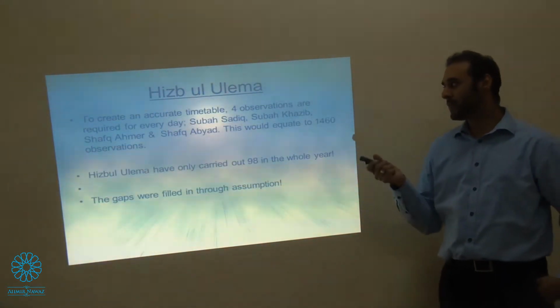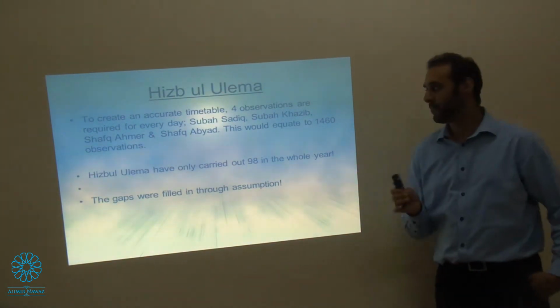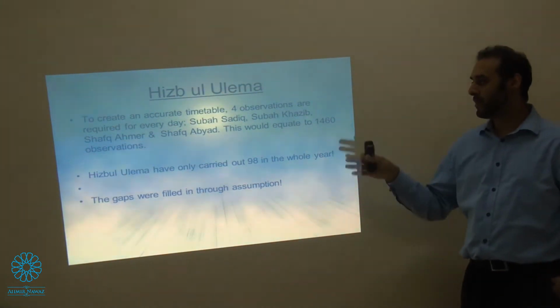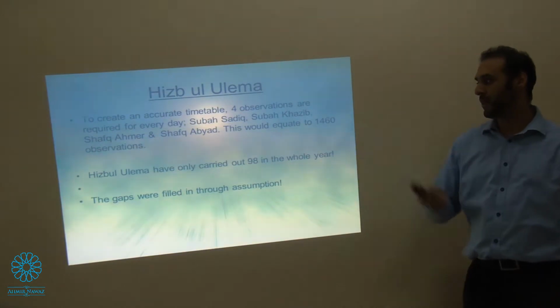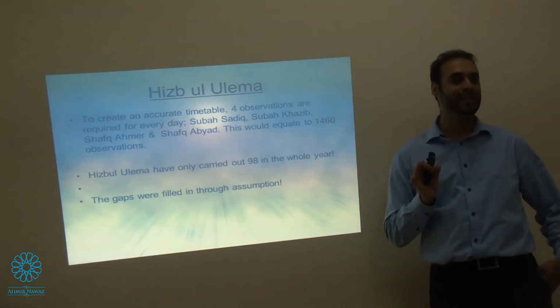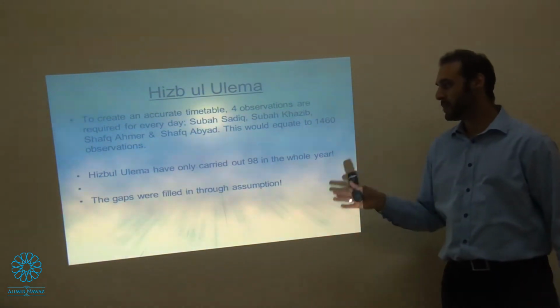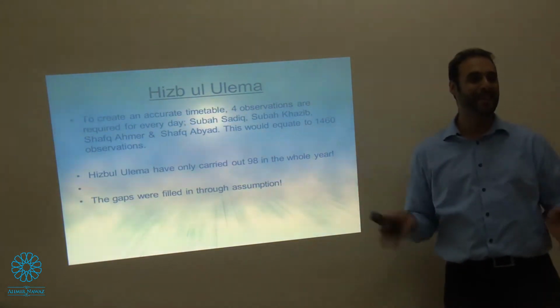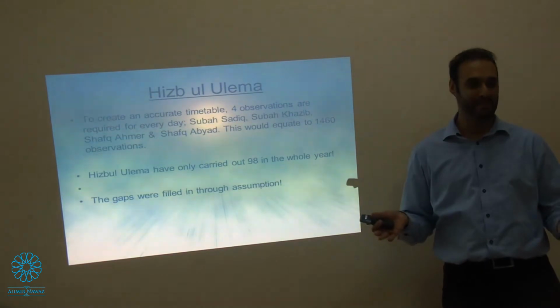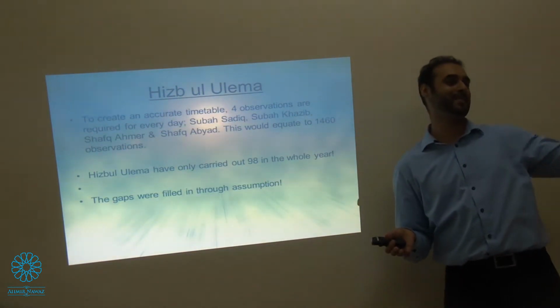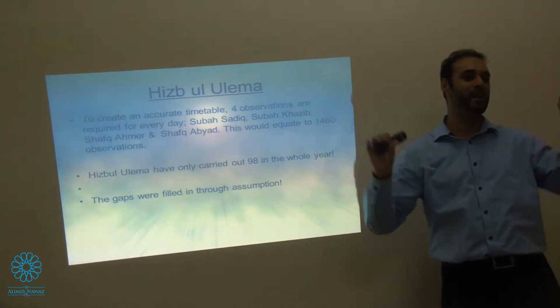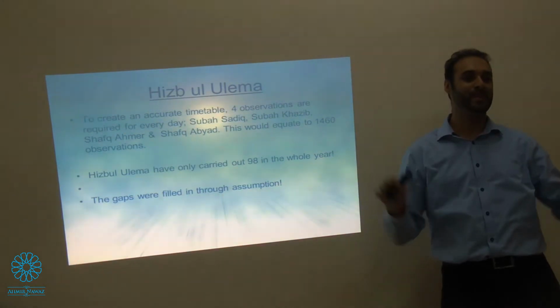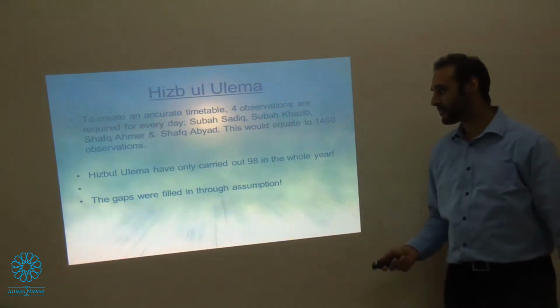To create an accurate timetable, you need 4 observations daily: Subh Sadiq, Subh Kadhib, Shafaq Ahmar and Shafaq Abyad. This would equate to 1460 observations. So Hizbul Ulama have only carried out 98 for the whole year. The rest of the gaps were filled in through assumption. Okay, there's a 2-minute difference here, 2-minute lag time here. Okay, it follows on sequentially. Okay, so we fill the times in here.